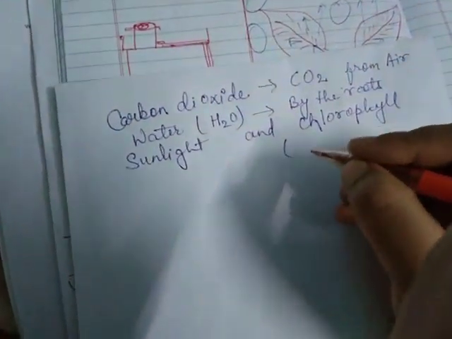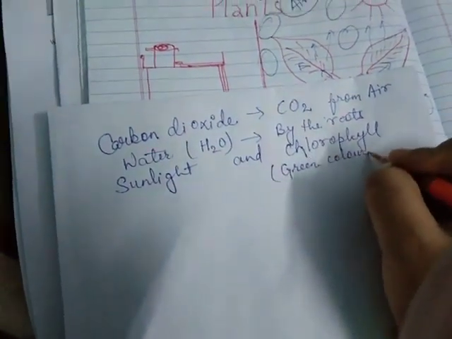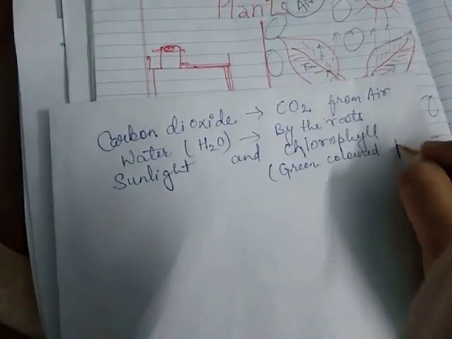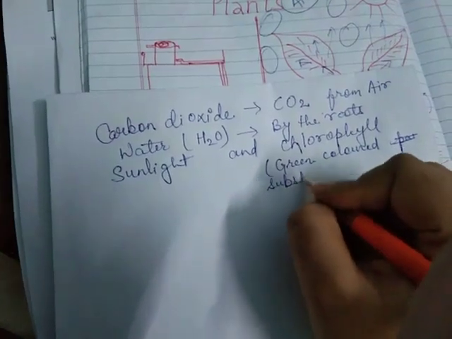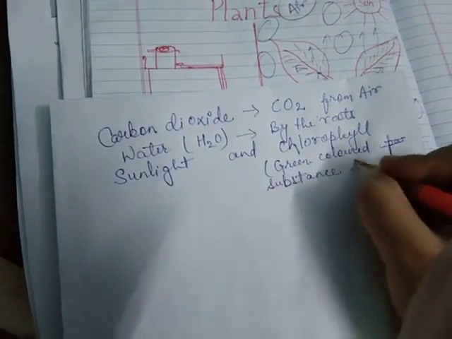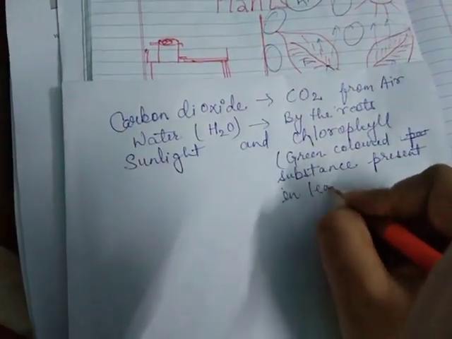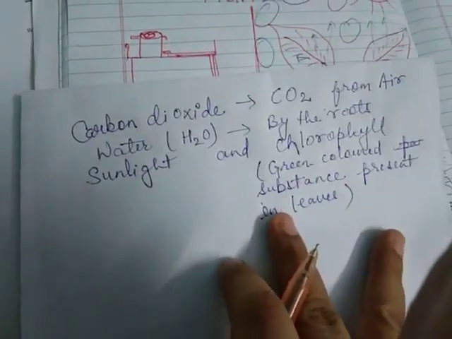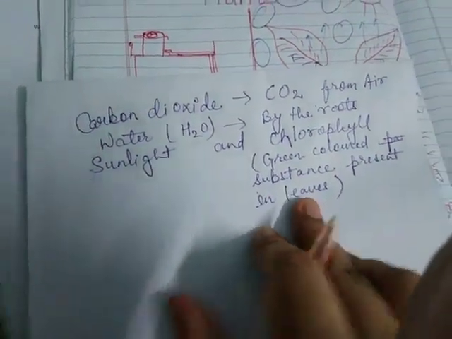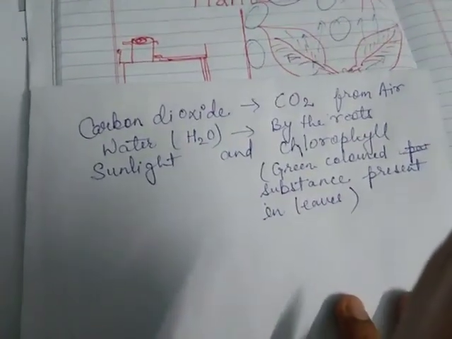Chlorophyll, in the previous class you have studied about it. It is the green colored substance present in leaves, which gives green color to the leaves and which helps in making food for the plant.